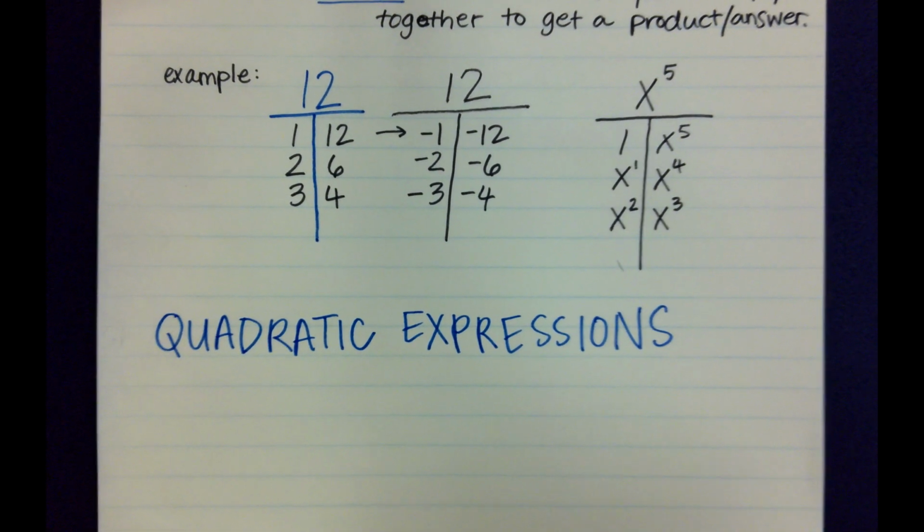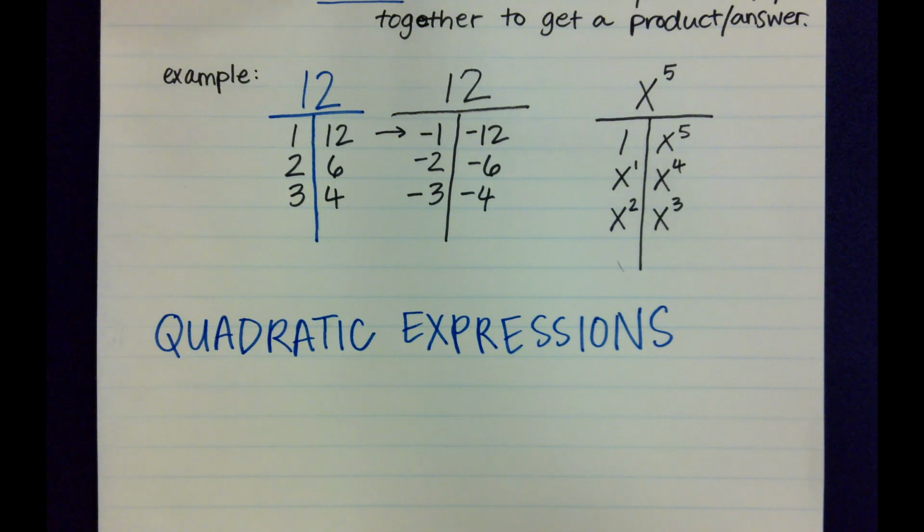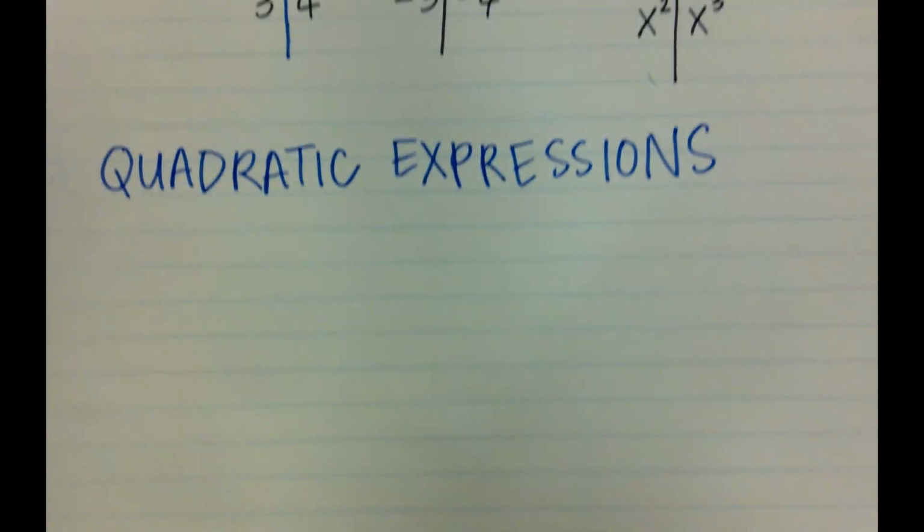Can I move this down, or does anybody still need these factor tables? Okay, thank you.